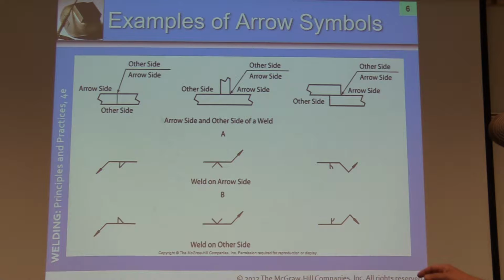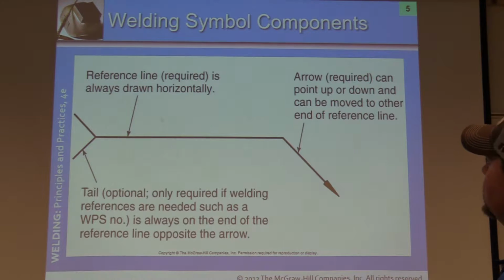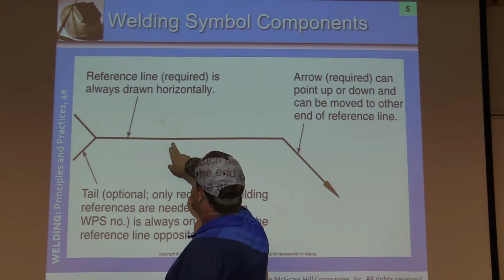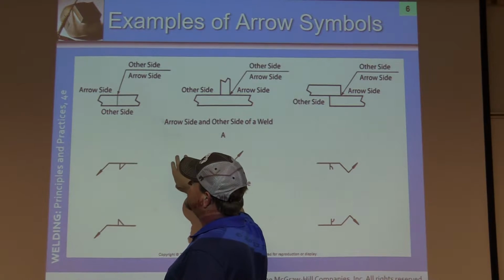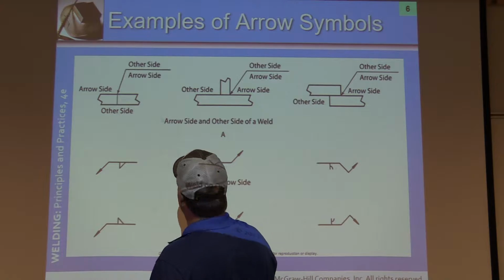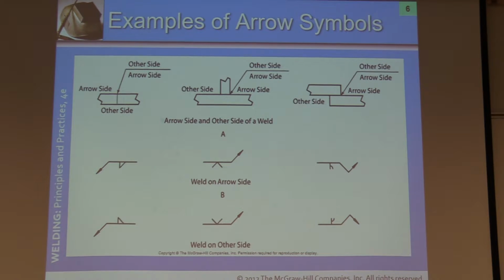So real quick, you can see here the other side and the arrow side. Okay? So no matter what this is drawn on, if we have a fillet weld and it is on the bottom, it means it's on the arrow side. If it's on the top, it means it's on the other side of the weld joint. Well, what does that mean? Okay?